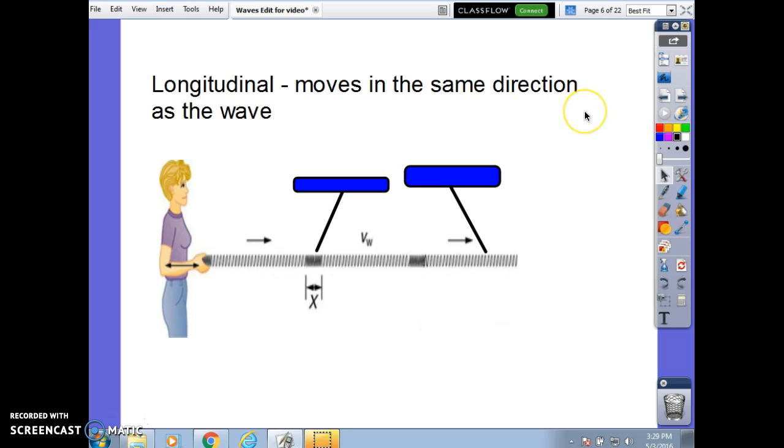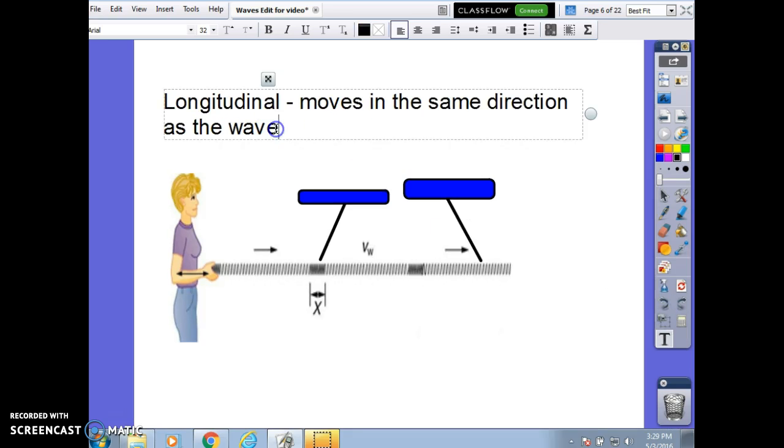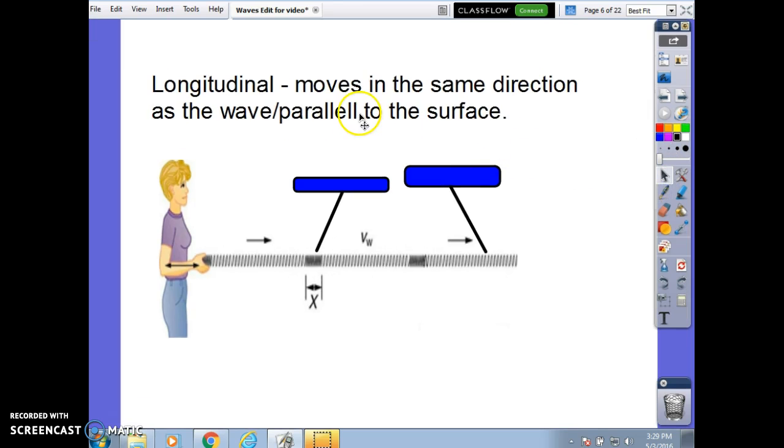Now what about a longitudinal wave? This is one that we say moves in the same direction as the wave. We also say that this one moves parallel to the surface. So let's add that into your notes. It moves parallel to the surface. Okay, and we have a couple parts of this wave that we also need to label.